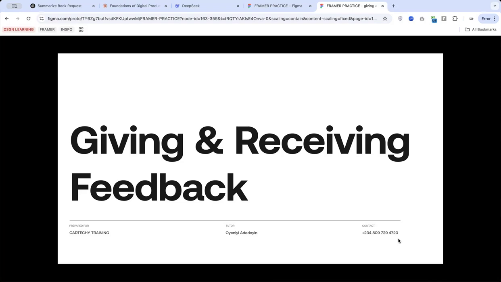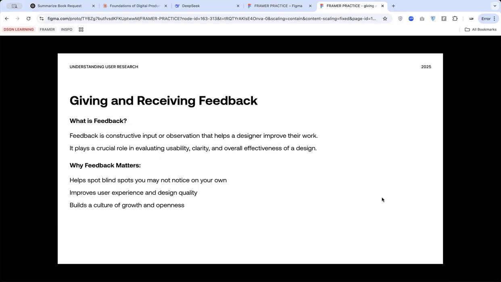It's going to be very short and then we'll wrap up. Okay, so quickly, what is feedback? Feedback is a constructive input or observation that helps a designer improve their work. It plays a crucial role in evaluating usability, clarity, and overall effectiveness of a design.